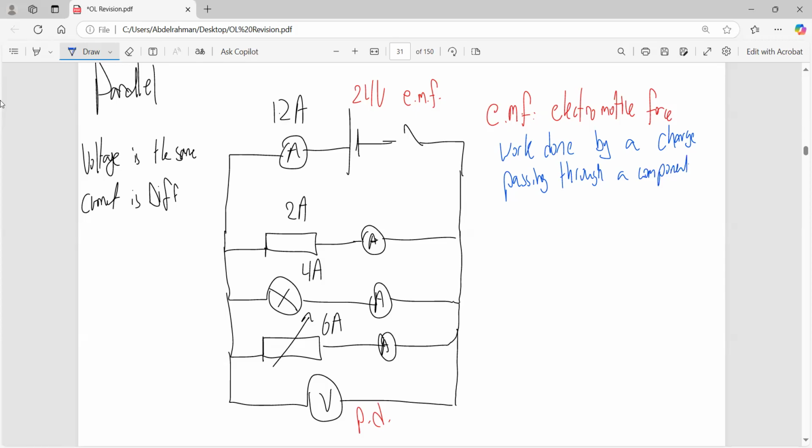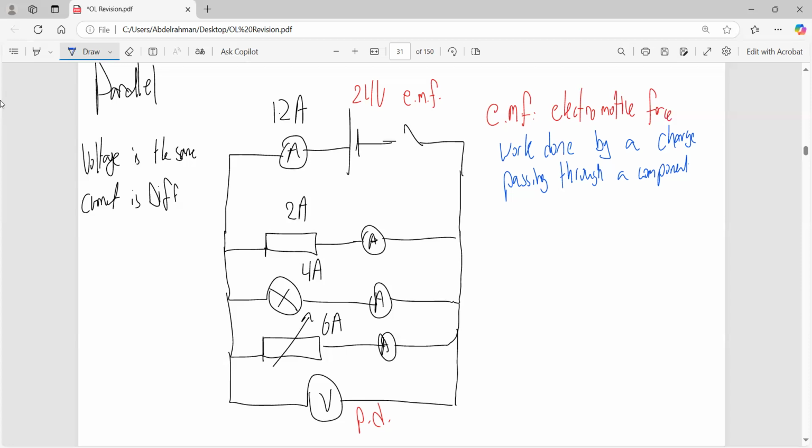What does this mean? We have charges moving through the circuit. The charges gain energy from where? They gain energy from the battery, from the power source. And then they use up this energy. Work done by this charge while passing through the component. They use up this energy in this component. For example, the lamp uses up this energy to produce light energy. So it's work done by charge while passing through a component.